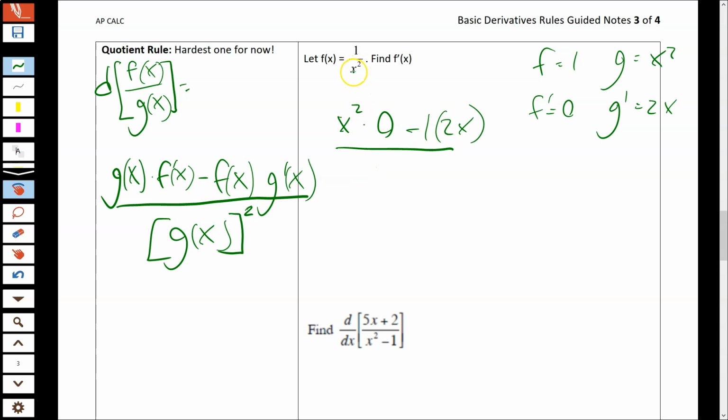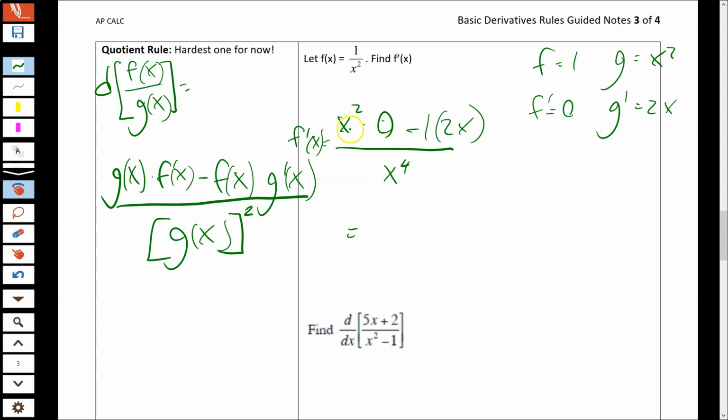all over g squared. Well, x squared is g. You square that, you multiply the exponent, so that's x to the 4th. So there's my derivative by quotient rule. Notice we could have done this one by power rule too by rewriting it. We're going to get the same result. So the big takeaway here is pick whichever way is easier. So for example, this is the harder way to do this one.